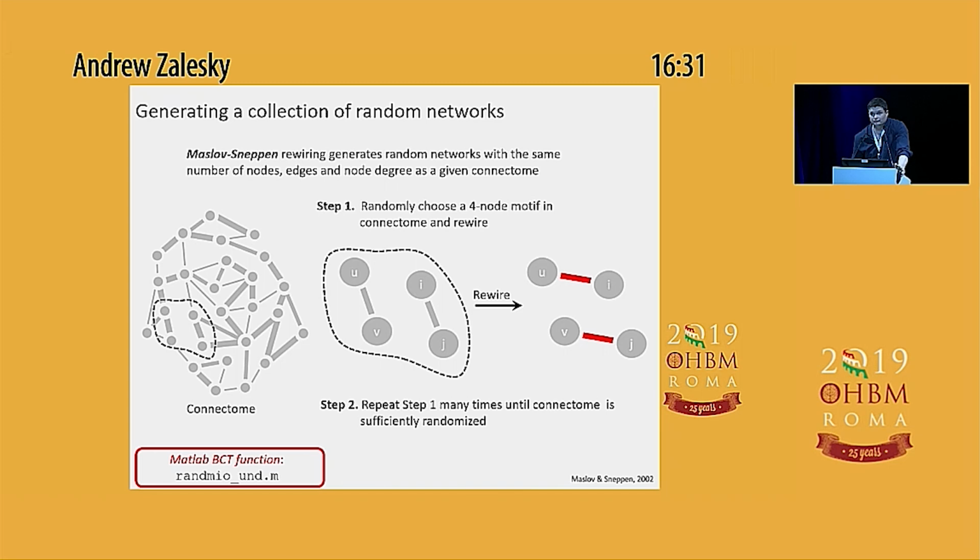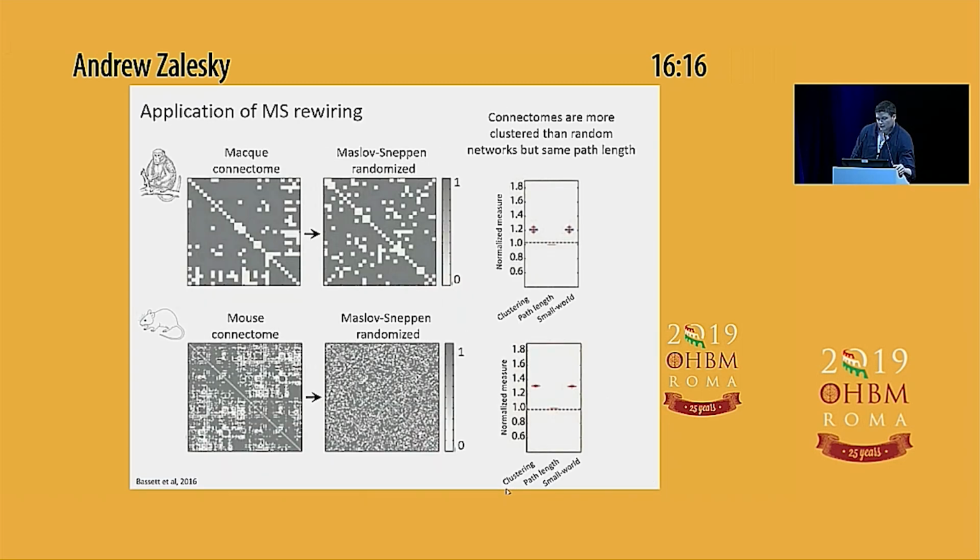To convince yourself that we preserve node degree, you can see here that the degree of this is still 1, 1, and 1. And so once we embed this back in the network, the degree of the 4 nodes will be preserved. So here's a little example of Maslov-Sneppen rewiring in the macaque and the mouse connectome.